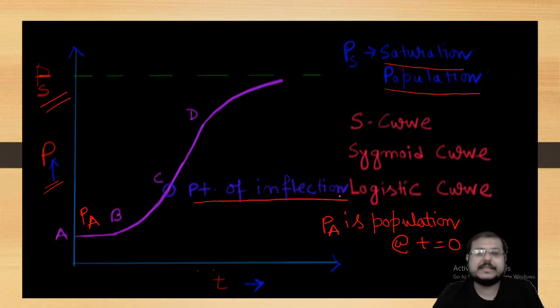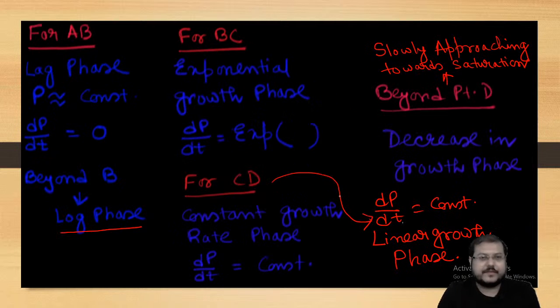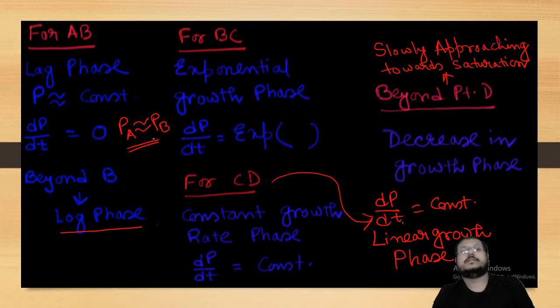So quickly I am revisiting the plot. It's a population versus time plot. The first segment AB is called the lag phase, where P is constant, and if P is constant, quite obviously dP/dt will be 0. So population at point A is almost equal to population at point B. Almost equal means that if there is an increase, it will be negligible.